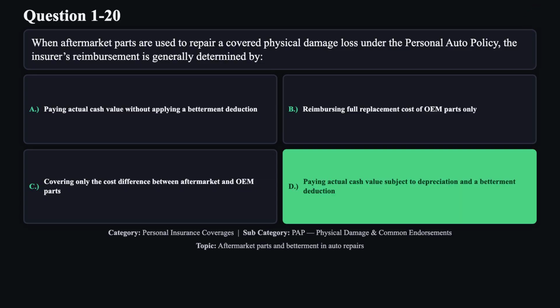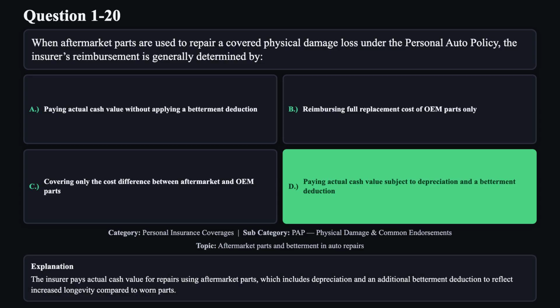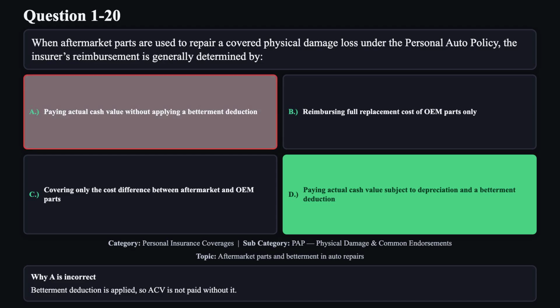The correct answer is D. The insurer pays actual cash value for repairs using aftermarket parts, which includes depreciation and an additional betterment deduction to reflect increased longevity compared to worn parts. Reason A is not correct. Betterment deduction is applied, so ACV is not paid without it.